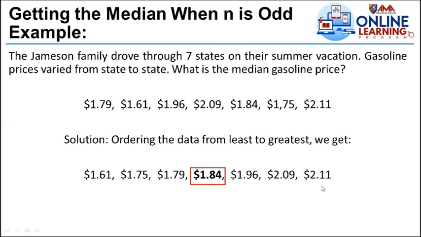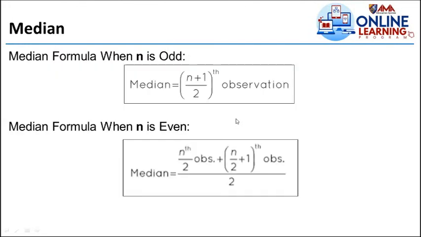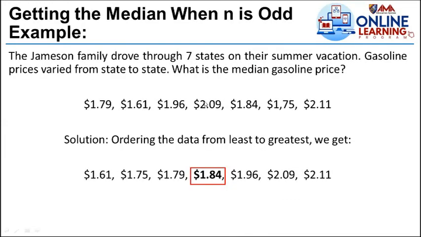Tapos, i-compute po natin yung median. So, we have 7 states. We have 1, 2, 3, 4, 5, 6, 7. So, we have 7 elements. We're going to follow that one. 7 plus 1 is 8 divided by 2, which means our median will come from the fourth element. And if we're going to look on our data, our fourth element is $1.84. So that is our median.